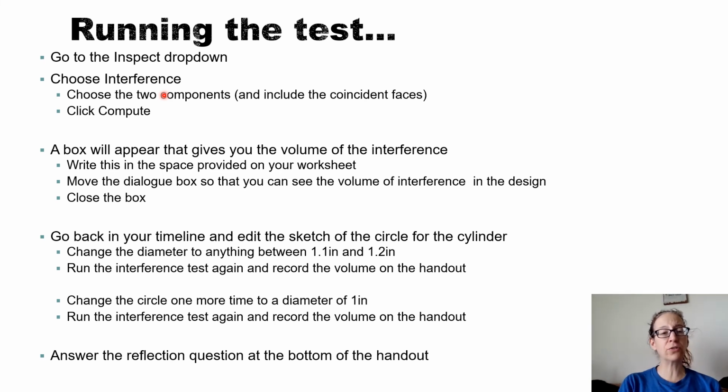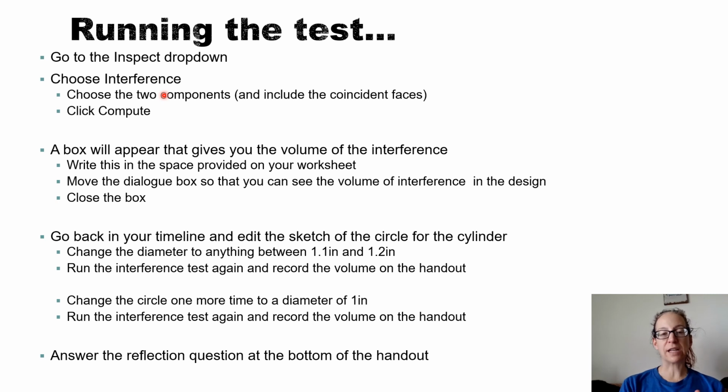Then go back in your timeline and edit the sketch of the circle. So you need to go back in your timeline across the bottom of Fusion and edit the diameter to be anything in between 1.1 and 1.2 inches. So you're going to make the diameter of the cylinder a little bit bigger. Now that should increase the volume of the interference because you're making it even bigger. But I'm going to let you pick what you want to do. So hopefully you don't pick the same thing as your neighbor.